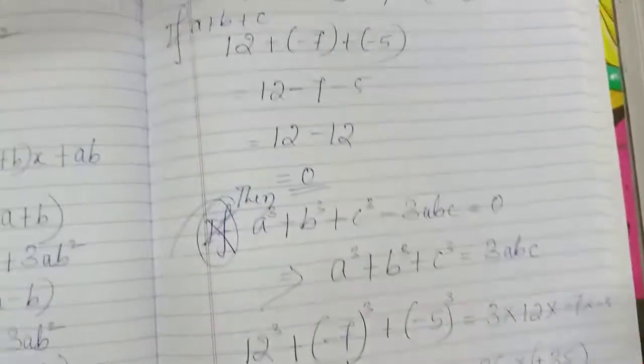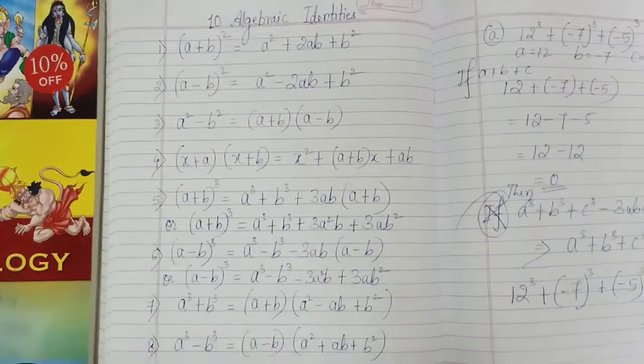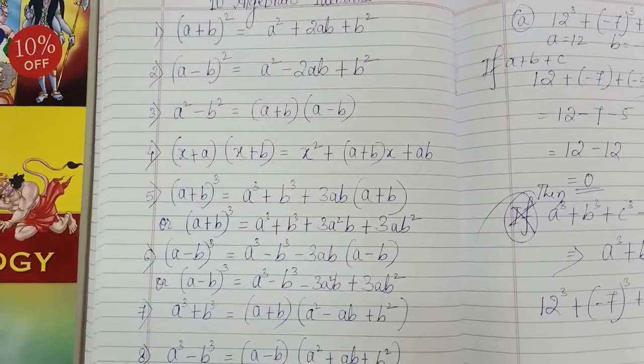Okay, so these are the 10 algebraic identities.